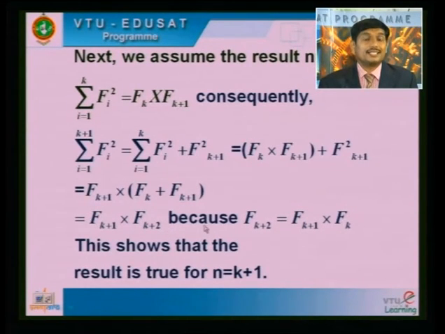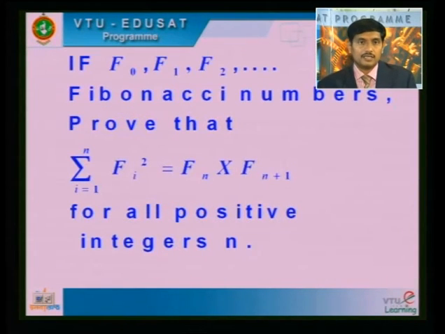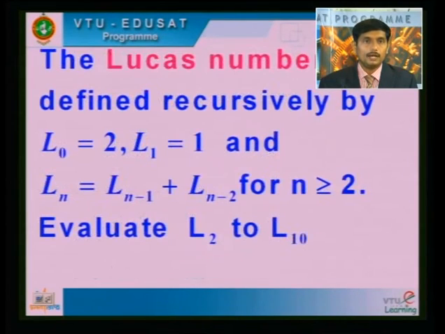Then this result is true for the n equal to k plus 1 case also. Means by induction hypothesis, this formula, the Fibonacci rule, the summation of fi squared, i running from 1 to n, is equal to fn into f of n plus 1.